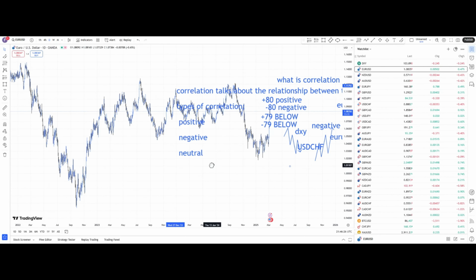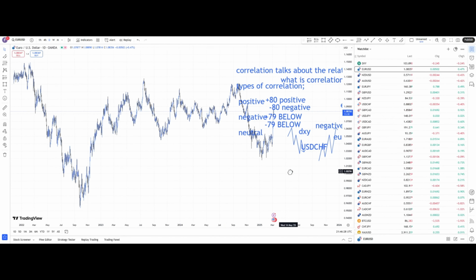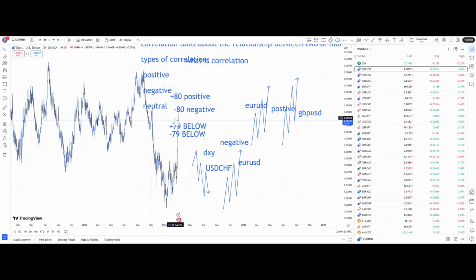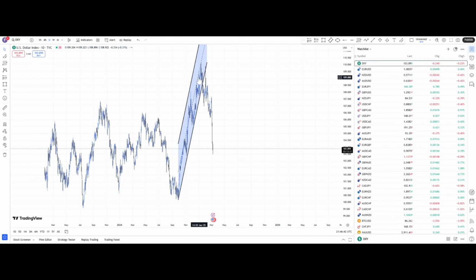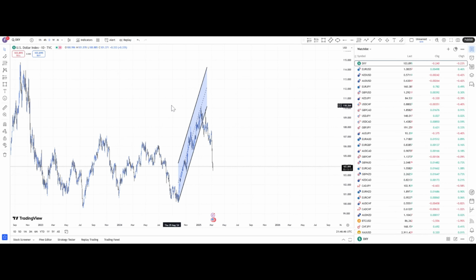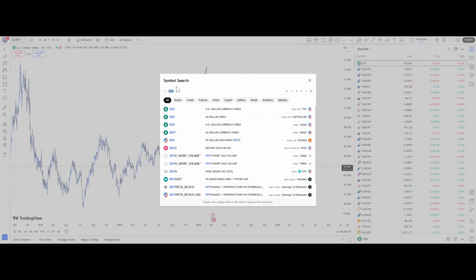While a negative correlation is when these two pairs are going against each other. For example, we have the Euro USD. You can see that the Euro USD has been going upward. Now let's check the DXY. Once you come to the DXY, what do we have? We have an opposite direction of the market going downward, just as the Euro USD is going upward.